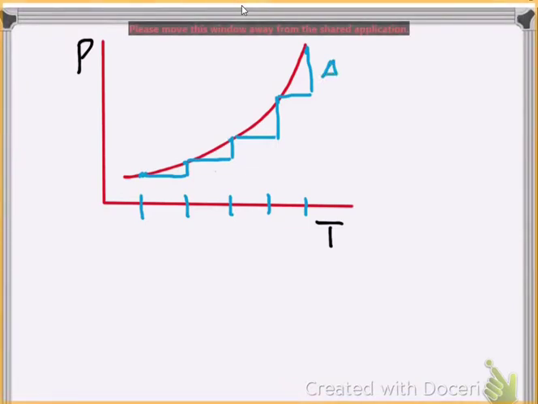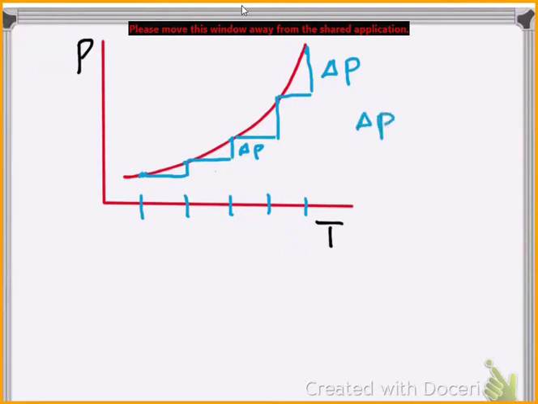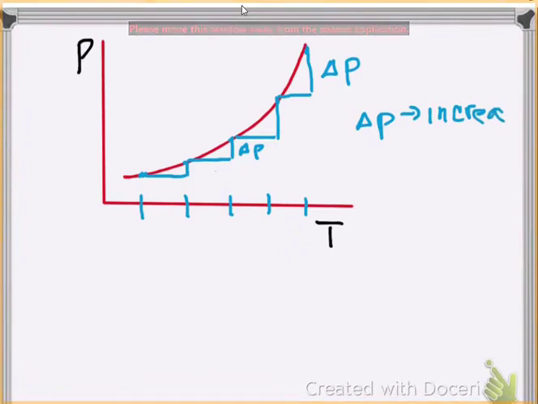Okay, and in this case, you should see the delta P's, right? Again, the vertical parts are the delta P's, the change in position. In this situation, delta P is also increasing, which means that it is speeding up.